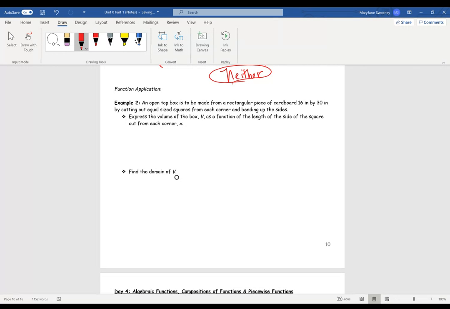All right, and then I think this is the last thing we're going to look at for today. So today's is pretty light. We got an open top box. So these you did a lot of last year, right? You had the piece of cardboard. You wanted to form an open top box by cutting out square corners.